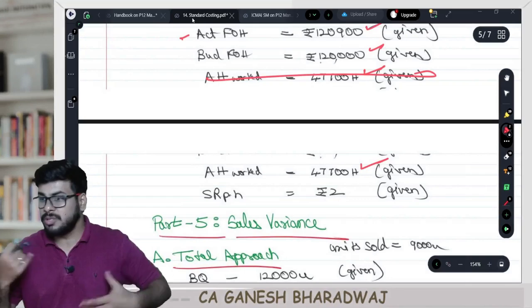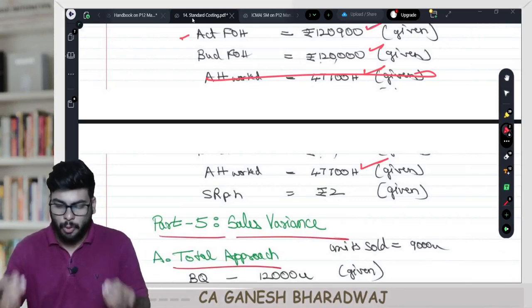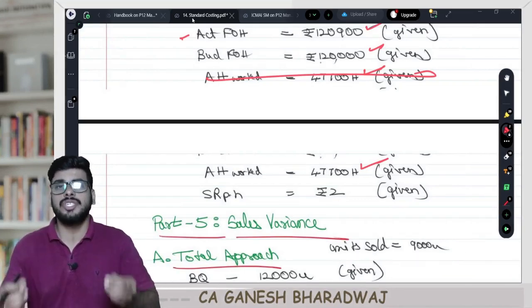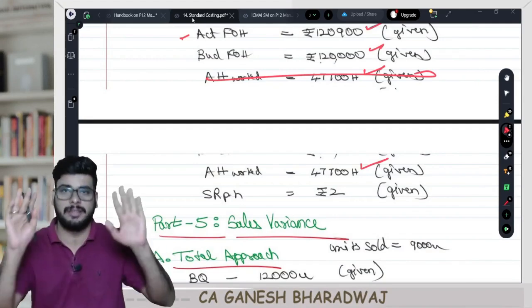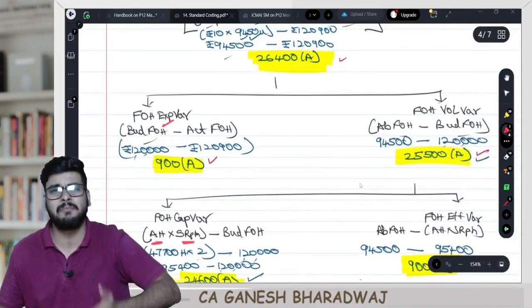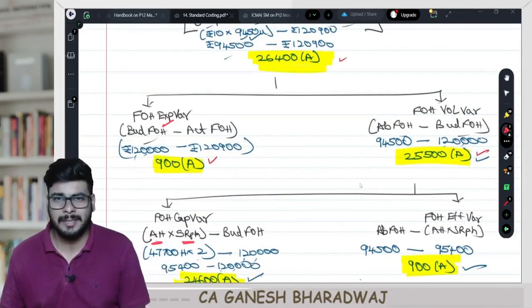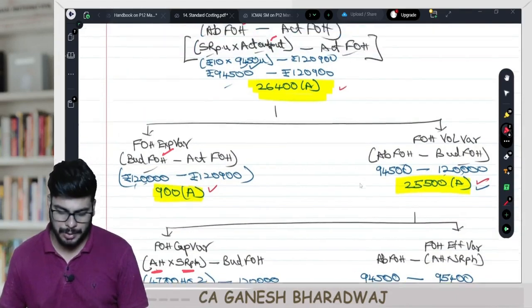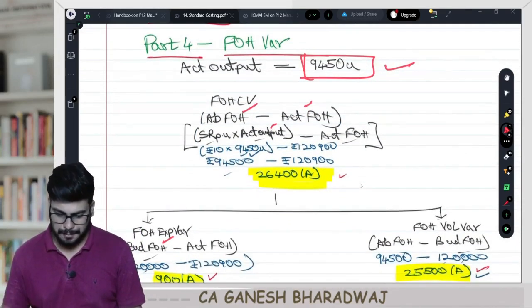Now, guys, don't think it's complicated. Most of the data are given here. You just need to know which data to use where. That's all you need to know. Now, what we need to do is write down the formulas, plug the figures, and you're sorted. It's as simple as that. Clear with this, guys? So now let's go here and do this.